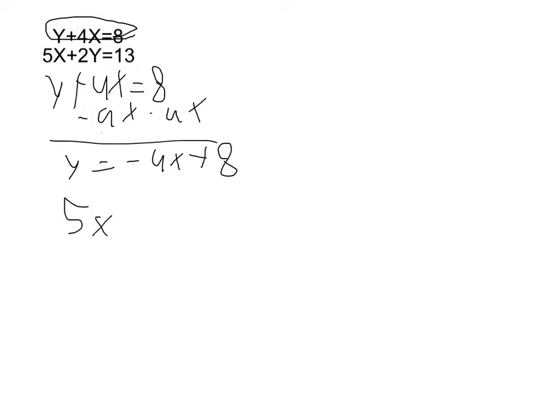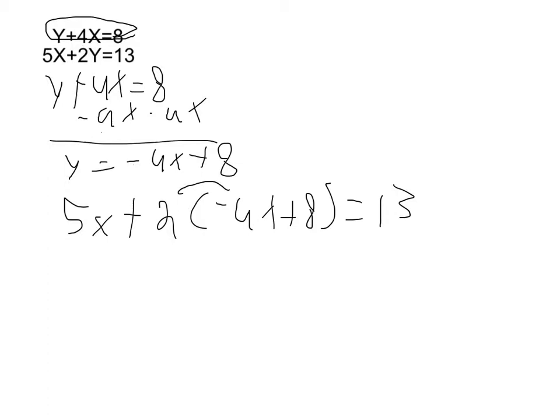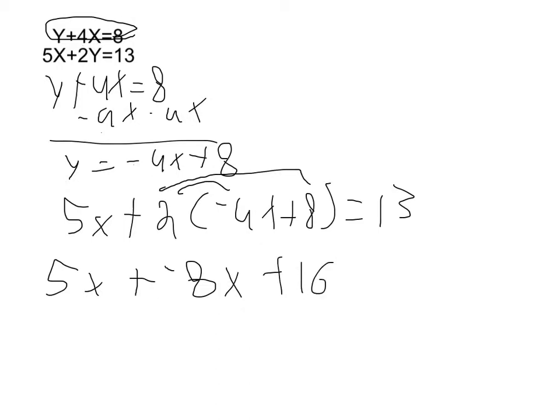And now we plug in y in the next equation. So it would be 5x plus 2 times negative 4x plus 8 equals 13. Now we distribute the 2 to the negative 4x and the 8. So we would get 5x, I'll just put plus and negative, but you should put minus because it is proper math grammar. And then it would be negative 8x plus 16 equals 13. So now I combine like terms to get negative 3x plus 16 equals 13.